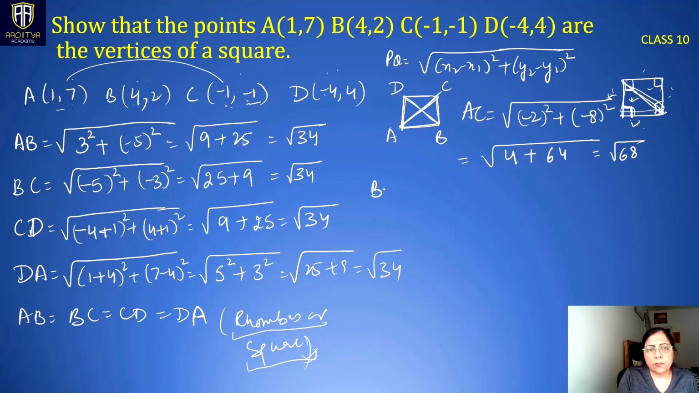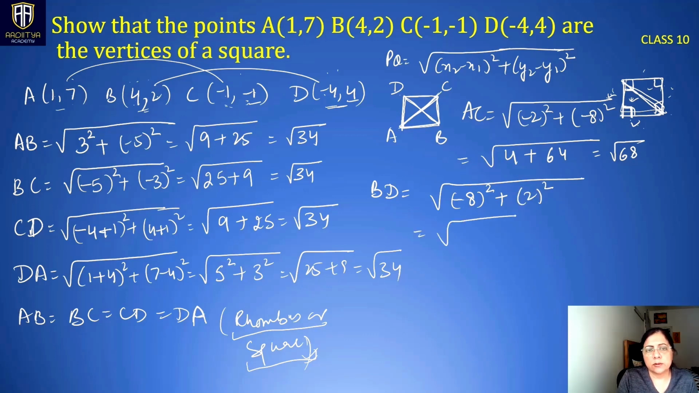Next is BD. BD is the second diagonal. So take this B and D. Now, this is x2, y2, and this is x1, y1. Minus 4 minus 4 is minus 8 squared. 4 minus 2 is 2 squared. This is 64 plus 4, which is also root 68, right?